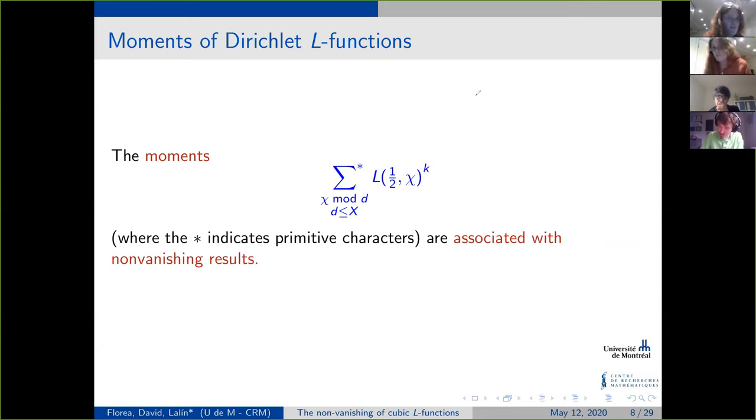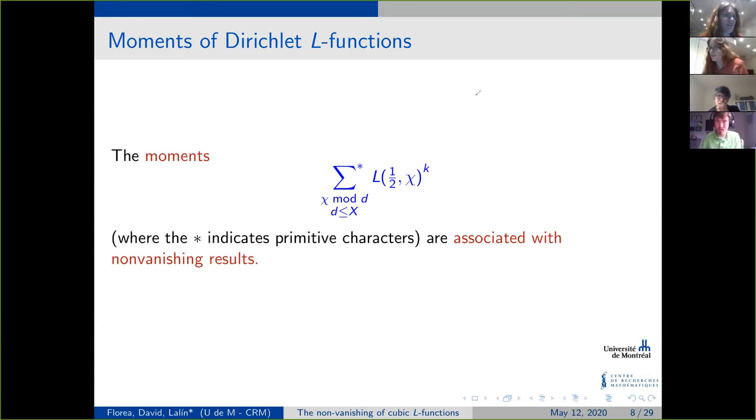Okay, so to study this problem, one way of working is to consider what are called moments. For us, moments will mean we're going to sum this L at 1/2 for different chi, while taking a power of, so L to the power of k. And we go over all the chi's that are bounded in a certain way. The most natural way is to bound the conductor. So you count all the primitive characters that have conductor less than or equal to a certain number, which I'm going to call x.